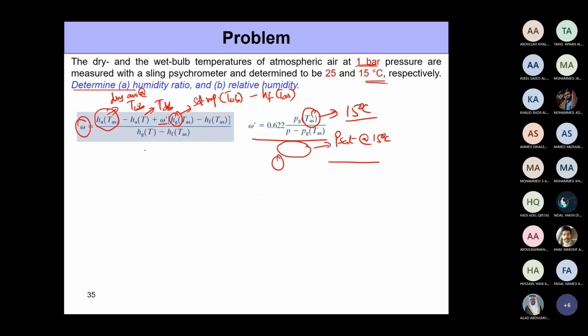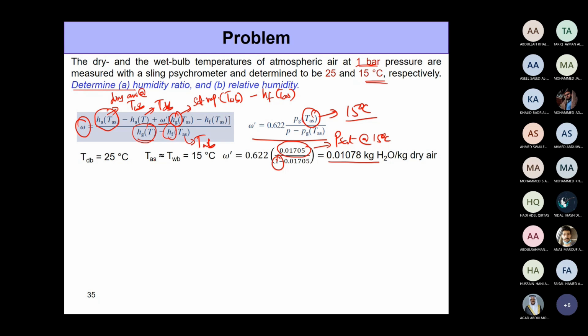Now coming back to this, the other two terms are simply Hg. Hg is the enthalpy of saturated vapor at the temperature it enters, so the dry bulb temperature, minus HF again at the adiabatic saturation temperature or the wet bulb temperature. Okay, so now it's very easy to get all of these enthalpies from the property table, right?